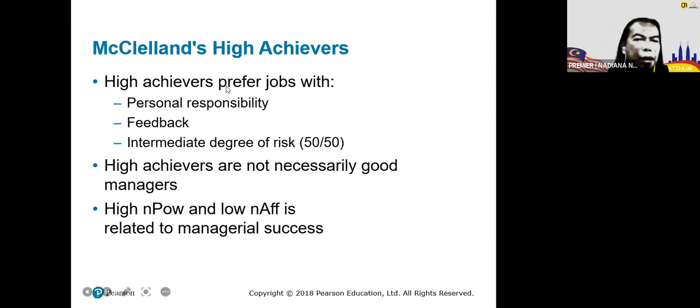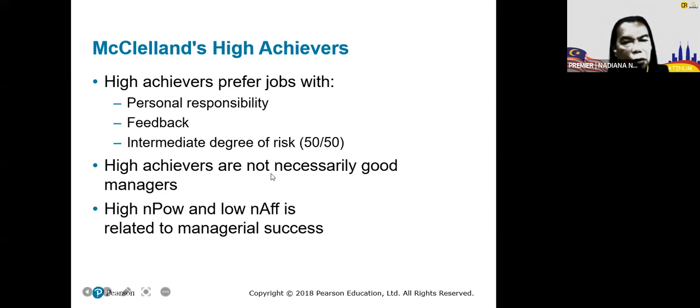Okay, next is McClelland's high achievers. High achievers prefer jobs with personal responsibility. That means they have full responsibility when they are doing the job. Okay, and they want feedback, or to report to the immediate supervisor or manager, and an intermediate degree of risk, 50 percent.